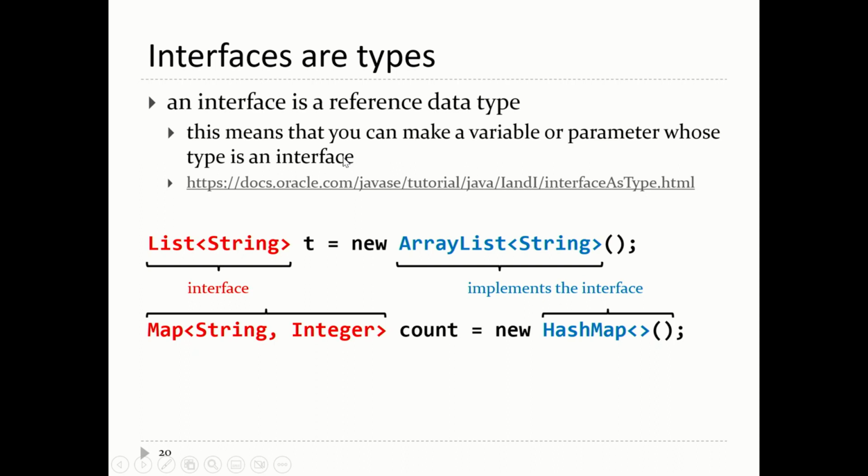So interfaces are, in fact, types in Java. Right? So classes are types. Interfaces are also types. Right? And so what does that mean? It means that you can make a variable whose type is also an interface.